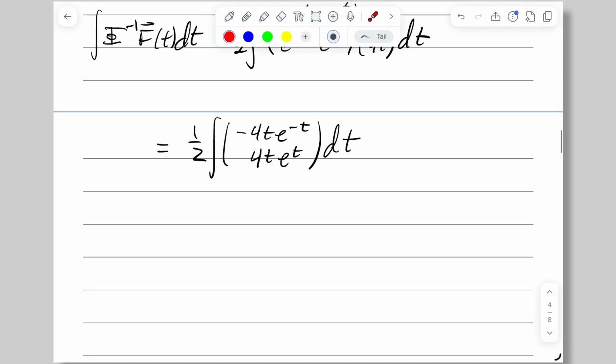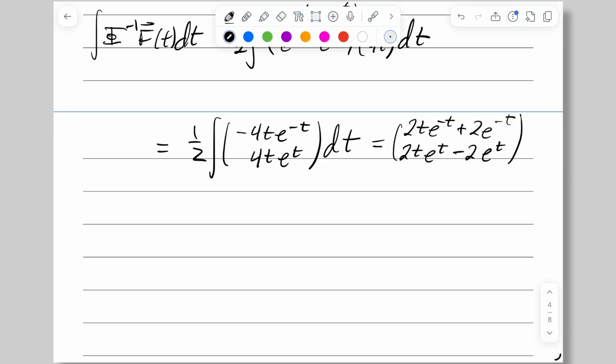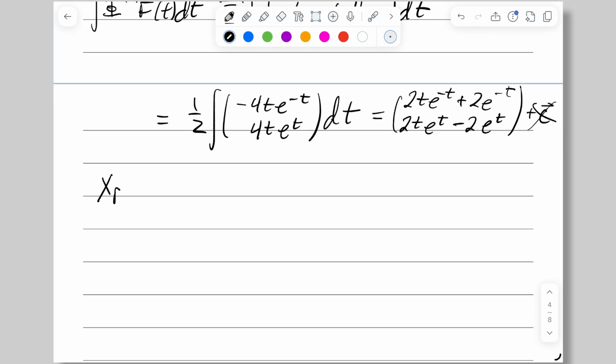And as I said, we're going to integrate these entry by entry. They both require integration by parts. I'll spare you the details, and this whole thing turns out to be 2t e to the negative t plus 2e to the negative t, 2t e to the t minus 2e to the t. Technically, we should have plus some constant here, but we actually don't need it, and I'll show you why in just a minute. X sub p is equal to phi times the integral of phi inverse f dt.